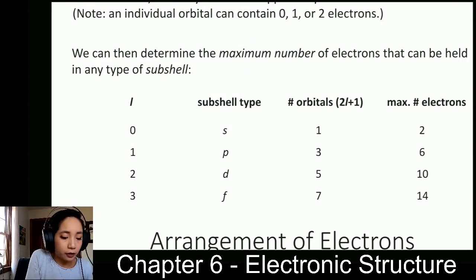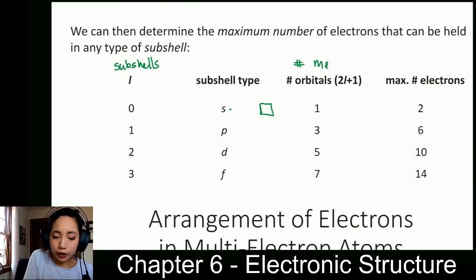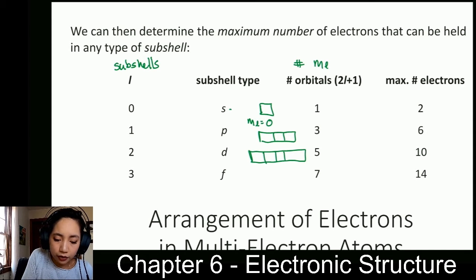So if we look at these different l values, these subshells, if l equals 0, that's an s orbital. Then l equals 1 is a p orbital, and so forth. So you can think of the number of orbitals we can put into there. These are our number of ml values for each one. For an s orbital, there's only an ml of 0. For a p orbital, there's an ml of negative 1, 0, positive 1. For a d subshell, there's a total of 5: negative 2, negative 1, 0, positive 1, positive 2. And then for f, there's a total of 7.